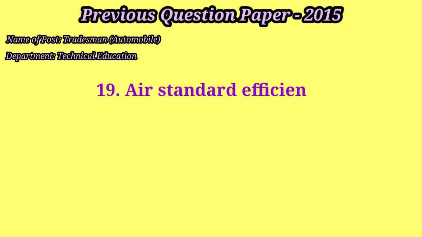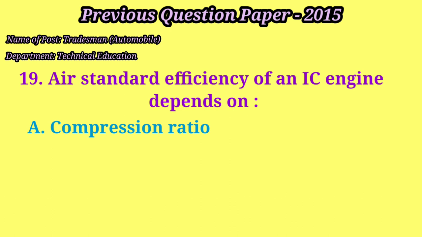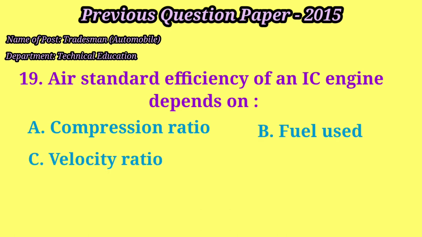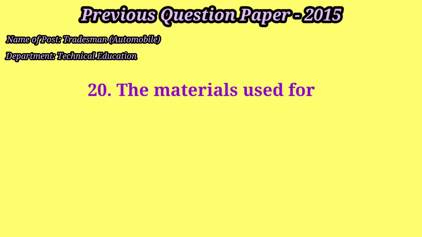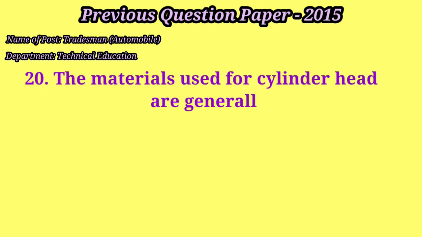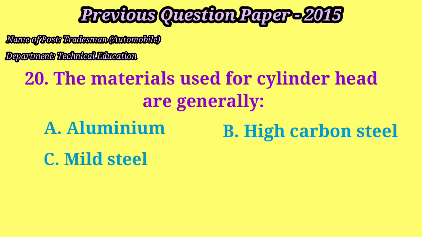19. Air standard efficiency of an IC engine depends on A. Compression ratio. B. Fuel used. C. Velocity ratio. D. Power ratio. Answer: Compression ratio. 20. The materials used for cylinder head are generally A. Aluminium. B. High carbon steel. C. Mild steel. D. Cast iron.